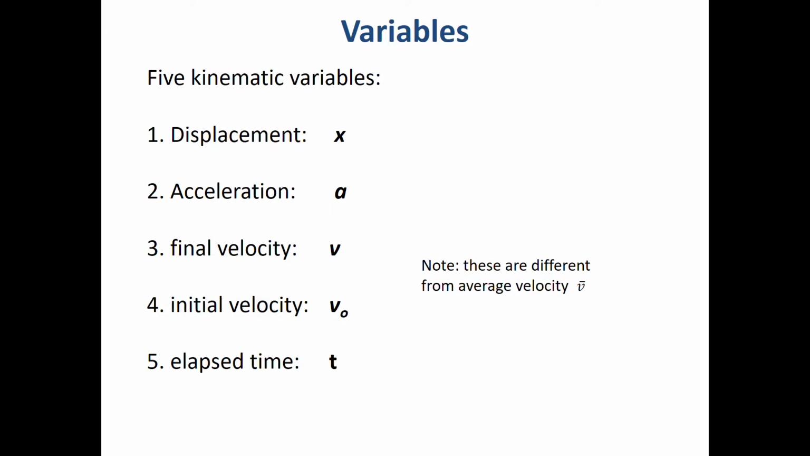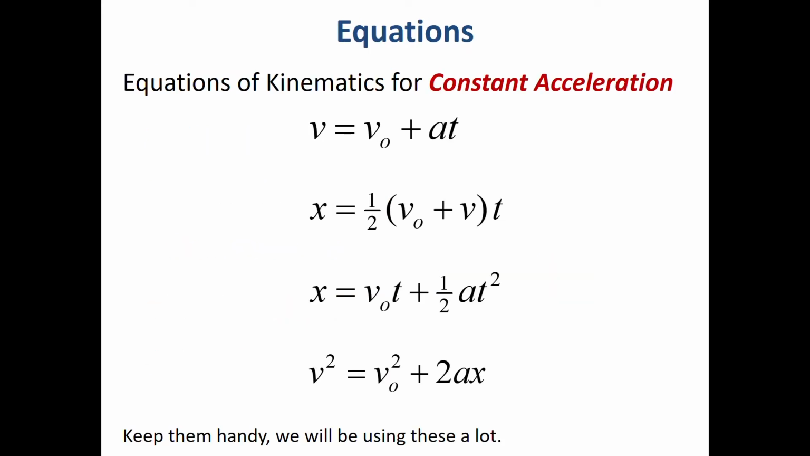What I need to do now is take these 5 variables and use equations. So these are the big 4 equations that relate them. Let's dig in here and talk about these for a second. So equation number 1, this top one, v is v naught plus at. This is from the definition of acceleration.